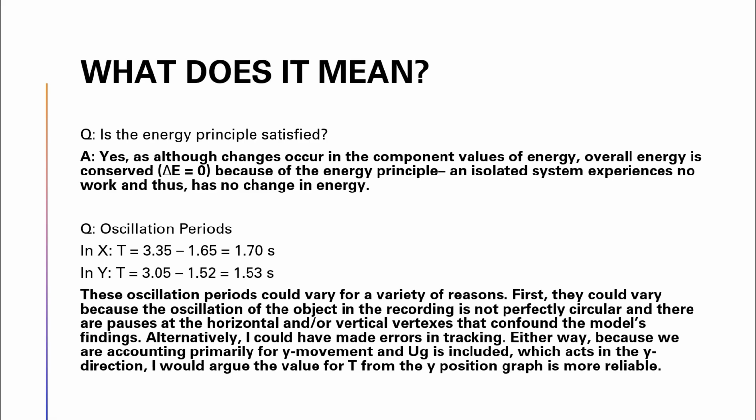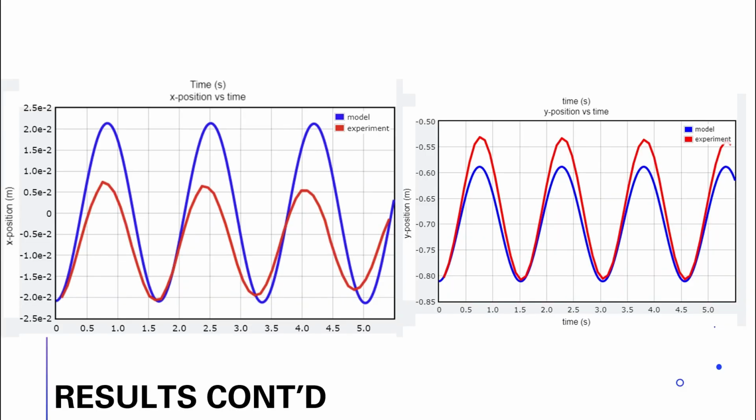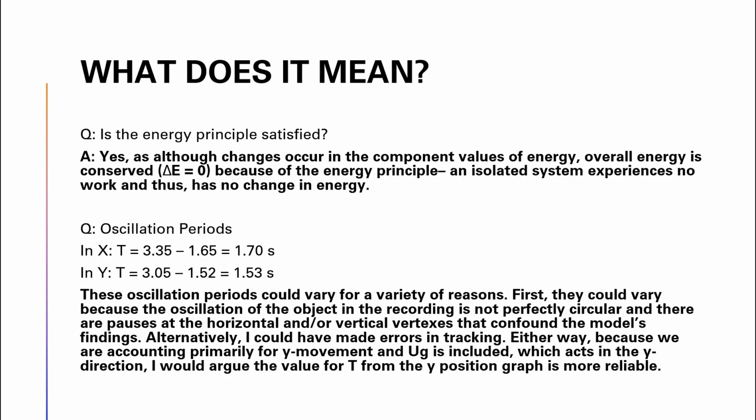Then for oscillation periods, there's another what does it mean question. So these are my calculations for x and y. I chose the 1.5 to 3 intervals, so you can kind of see those roughly here. Those oscillation periods, the t values, are different, right? And these oscillation periods could vary for a variety of reasons. First, they vary because the oscillation of the object in the recording is not perfectly circular, and there are pauses at the horizontal and vertical vertices that confound the model's findings.